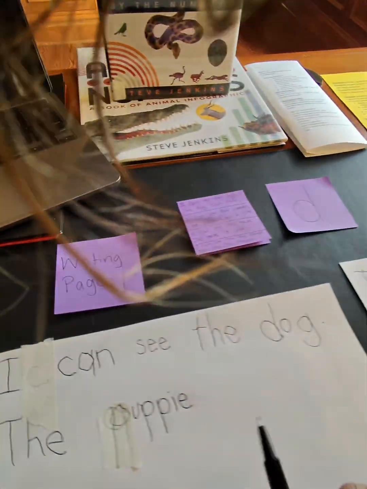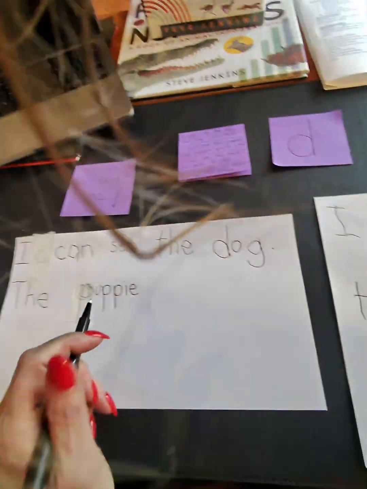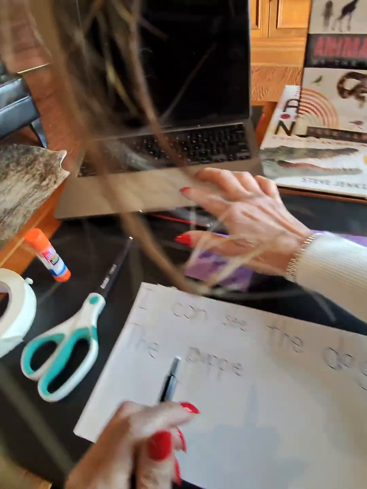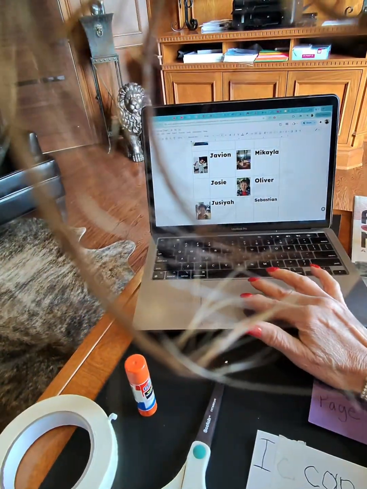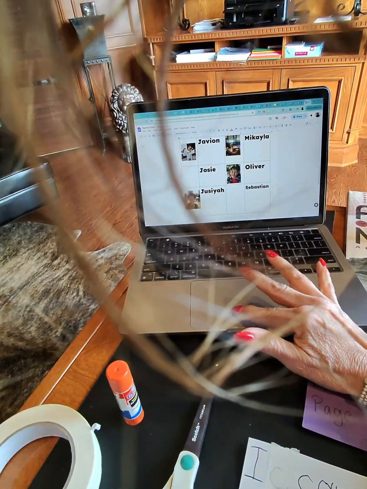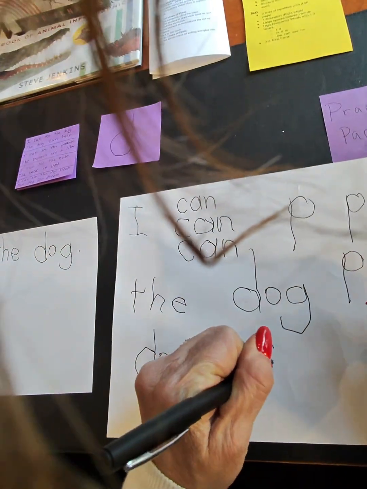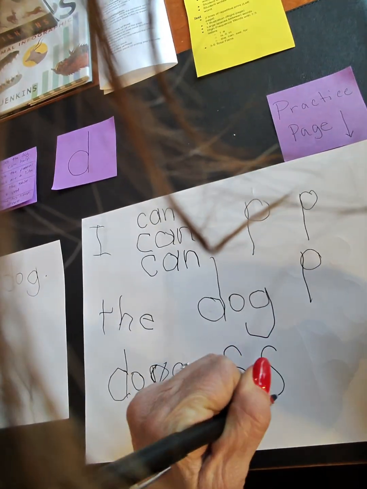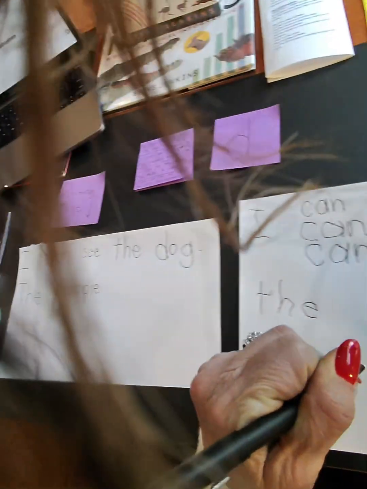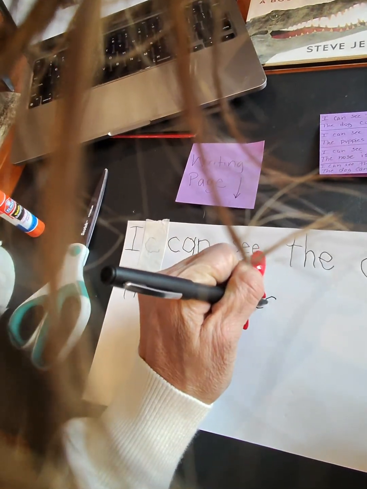Puppies. What do you hear at the end? And they might say S. If not, help them hear the S. You might say it's like Sebastian's S or Josiah's S. Do you hear that? Let's make that S. Very good. Let them practice it a couple times. Now move it over here.